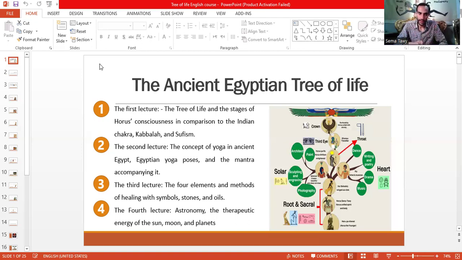5 planets. So we will learn about the ancient Egyptian tree of life and the parts of this tree of life to upgrade our consciousness about life and the style of life in ancient times in Egypt.